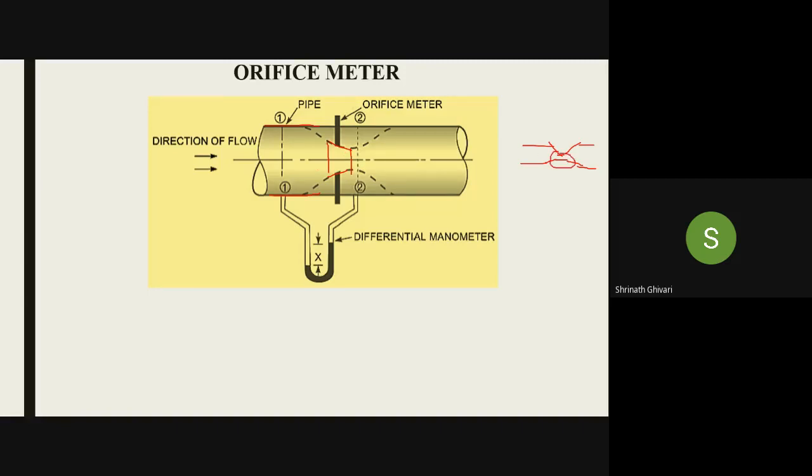Same as what happens in the throat of the Venturi meter, here also the area is reduced, and again it is deflected back. It is diverging. Here it converges at this point, and here it is diverging. So see here, this is the converging part, this is the throat, and this is the diverging part. That's why we say it has the same principle as the Venturi meter, but the way of deriving is a bit different.